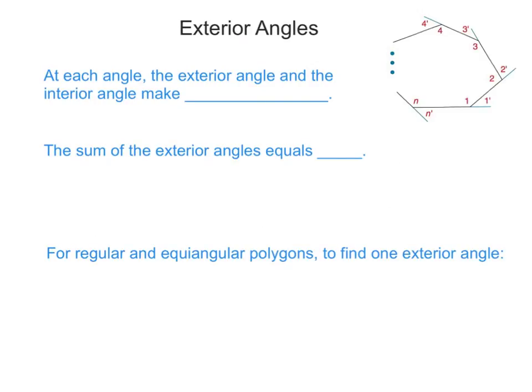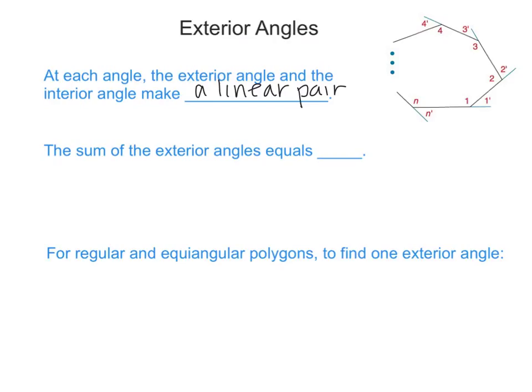All right, last but not least, let's talk about some exterior angles. The exterior angles in this case are the ones that have primes. So 1 prime, 2 prime, 3 prime, 4 prime, n prime, etc. So at each angle, the exterior angle and the interior angle make what? What do you think? They make a linear pair. So now I want to figure out how many degrees the sum of the exterior angles make up.